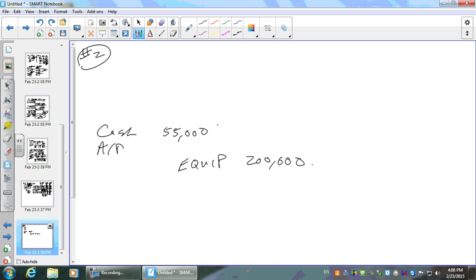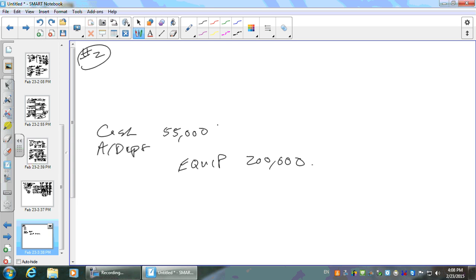Accumulated depreciation. And the difference from the book value, which is equipment less accumulated depreciation, right? If the book value is more than 55, I have a loss. If it's less, I have a gain. But this gets a little harder.